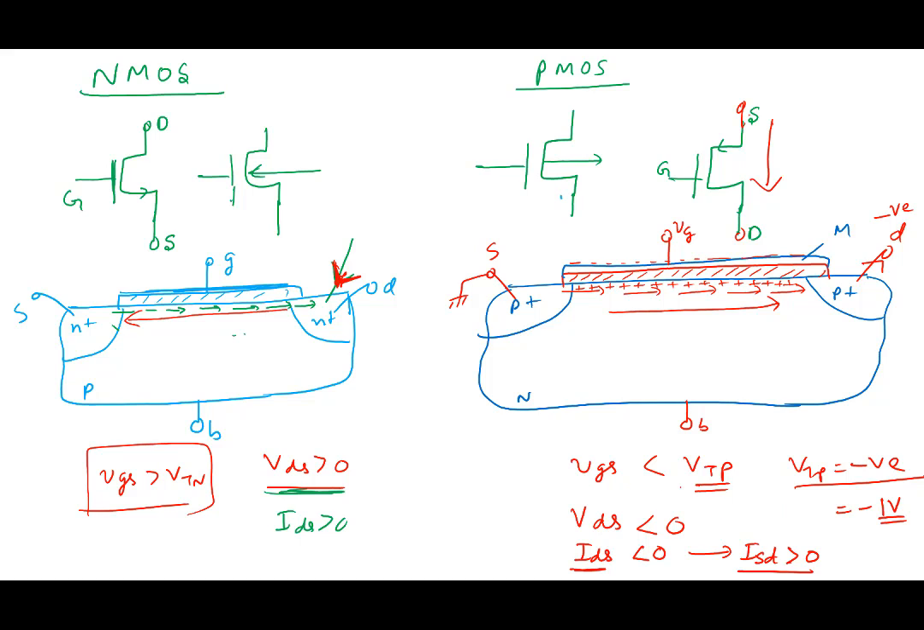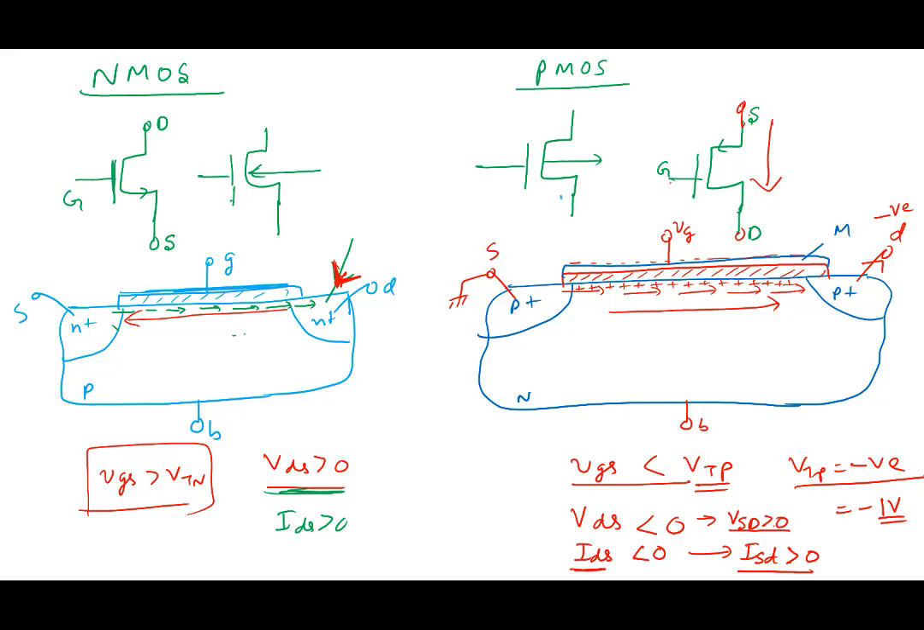VGS is less than VTP, so gate to source has to be negative, but source to gate voltage has to be positive. So this difference we have to keep in mind. The same for source to drain voltage. So VDS is less than 0, which implies VSD is greater than 0.